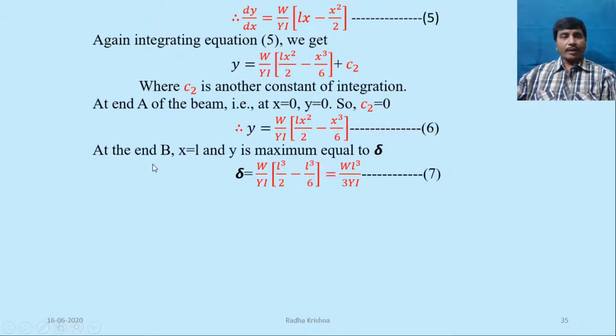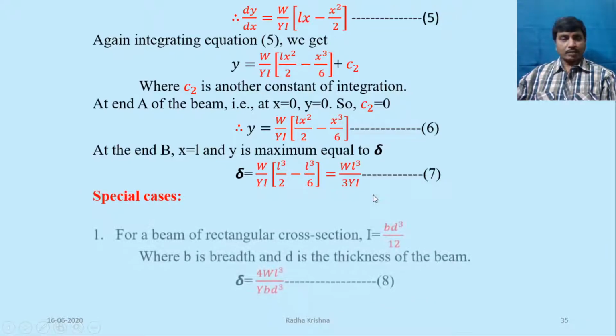At the end B, that is when x is equal to L, the depression y is maximum and is equal to delta. Therefore, delta is equal to W by YI into (L cube by 2 minus L cube by 6). On solving, we get depression delta is equal to W L cube by 3YI. That is equation 7.